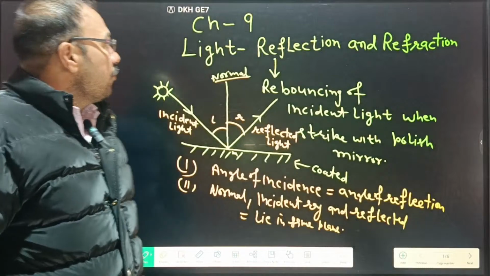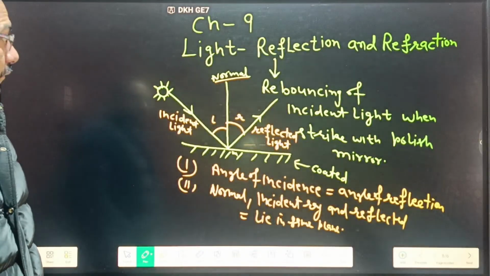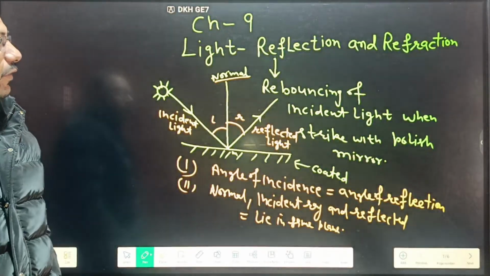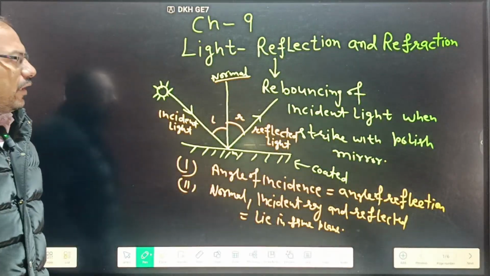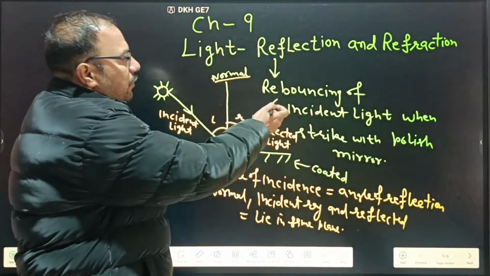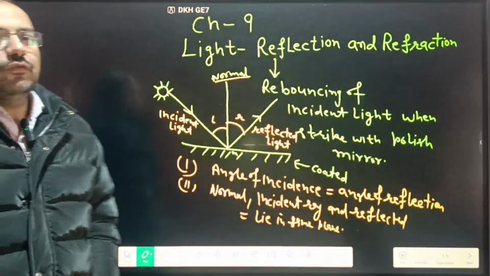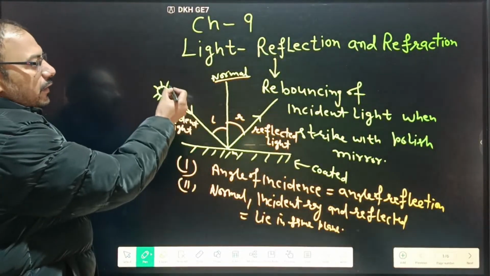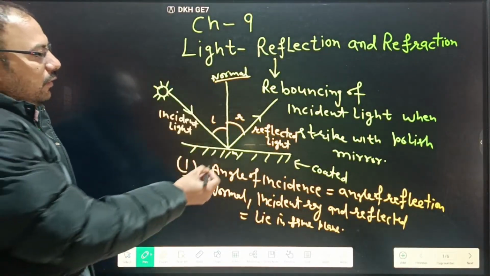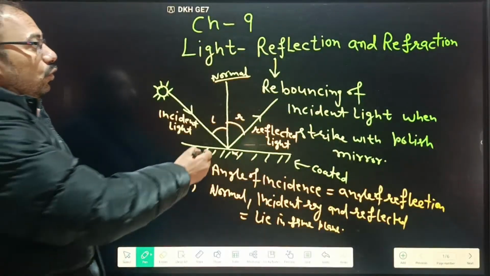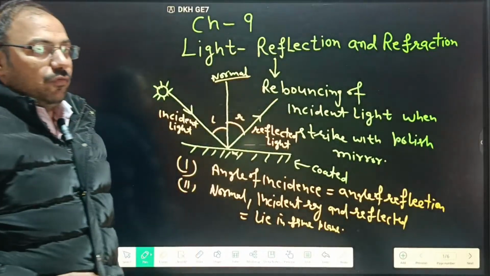Good afternoon, students. We study light, that is, the reflection and refraction phenomena. In the previous slide, we studied what reflection is. Basically, reflection is the rebouncing of light. This is the incident light that strikes a polished mirror and is reflected in the same medium. That is known as the reflection of light.